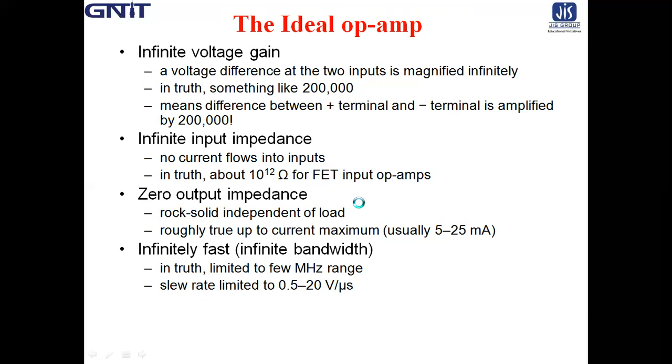Okay. So these 5 characteristics are very important. First one is the infinite voltage gain, infinite input impedance, only zero output impedance. Output impedance should be 0 and all others are infinite. Infinite bandwidth, infinite CMRR, infinite slew rate. Okay.